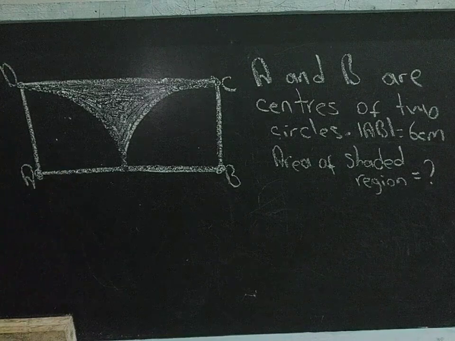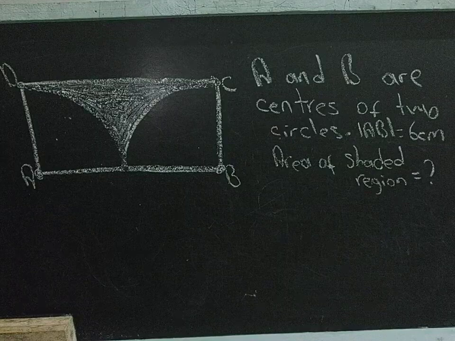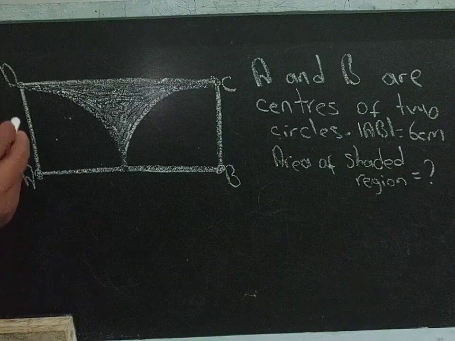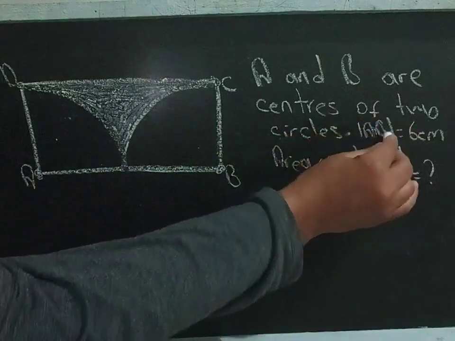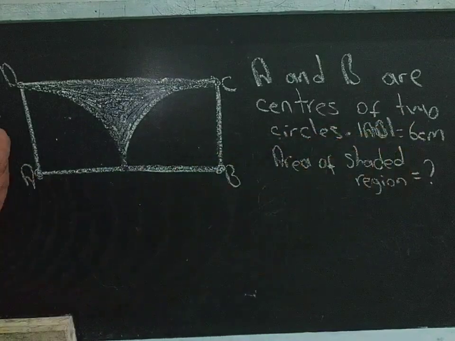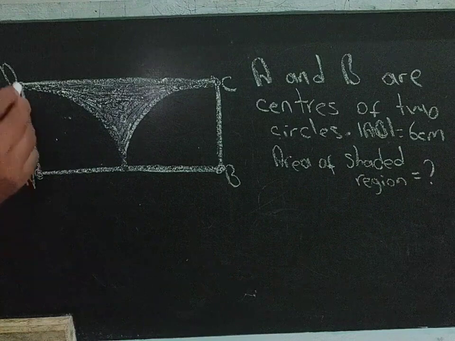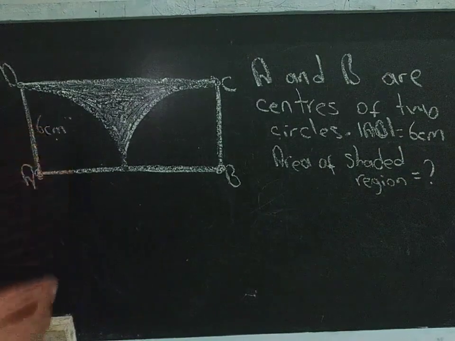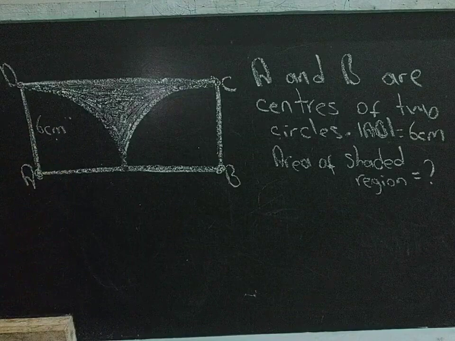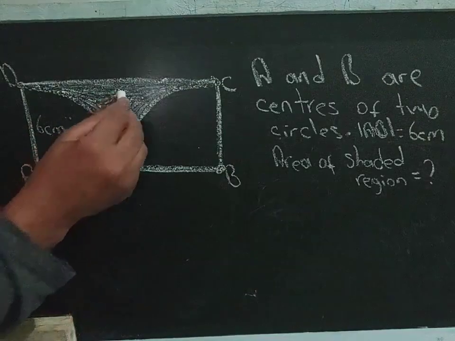A and B are centers of two circles. AD is 6 centimeters, which is this one. So, the area of shaded region, which is this part.